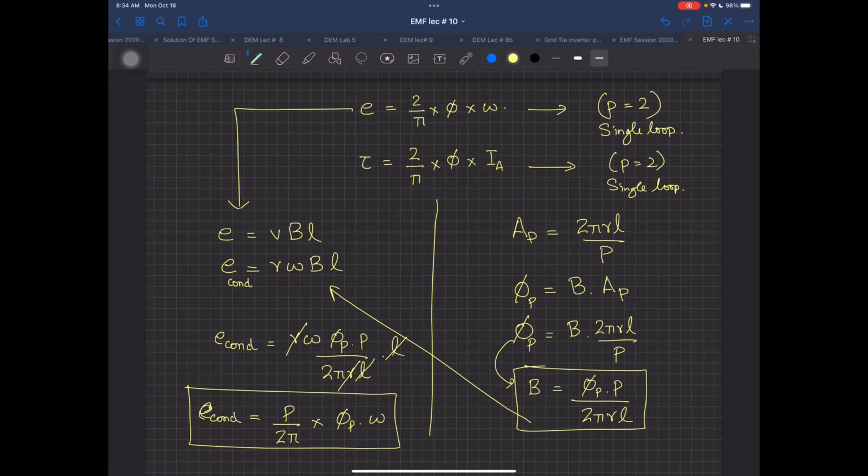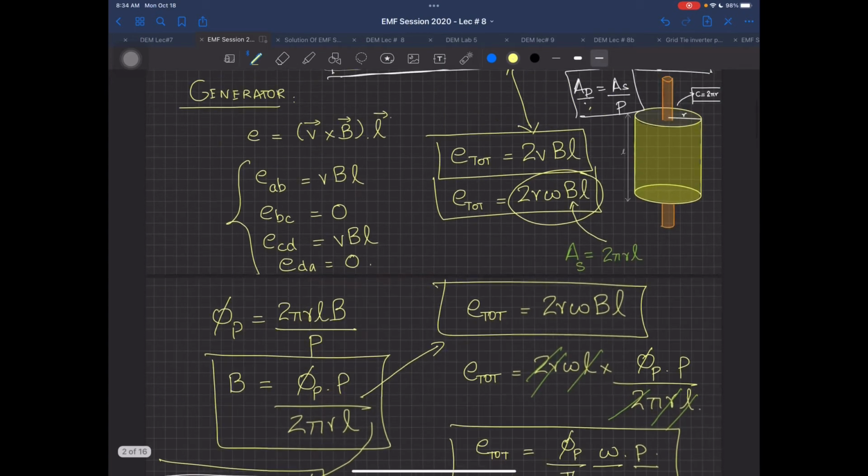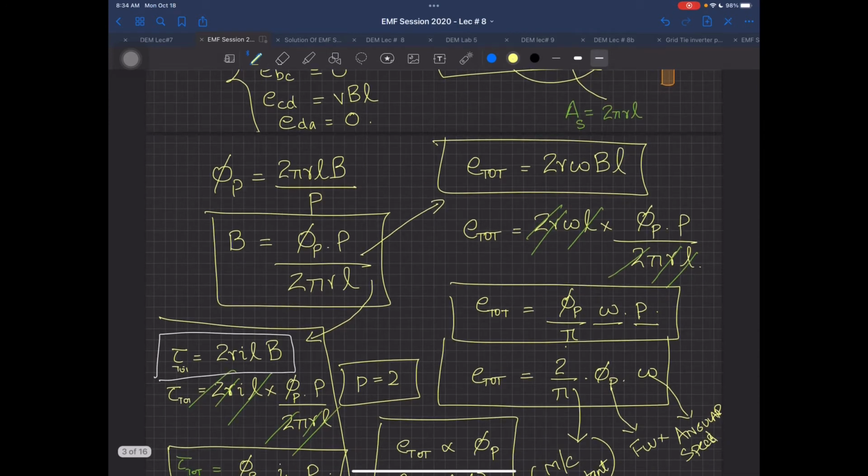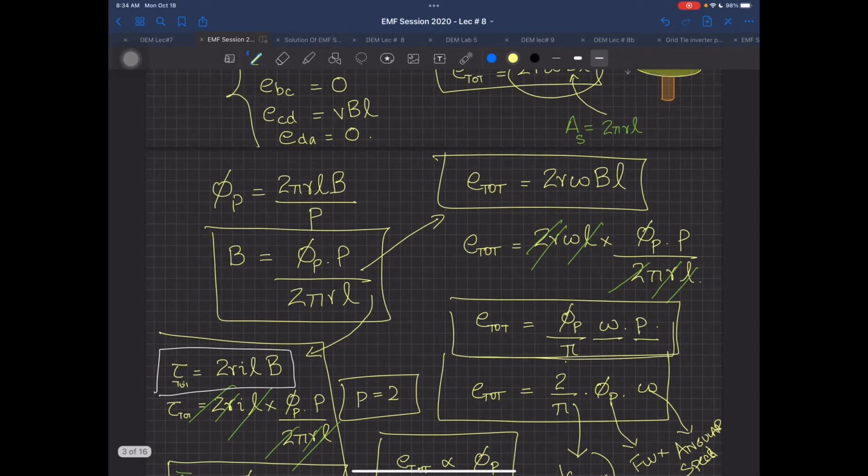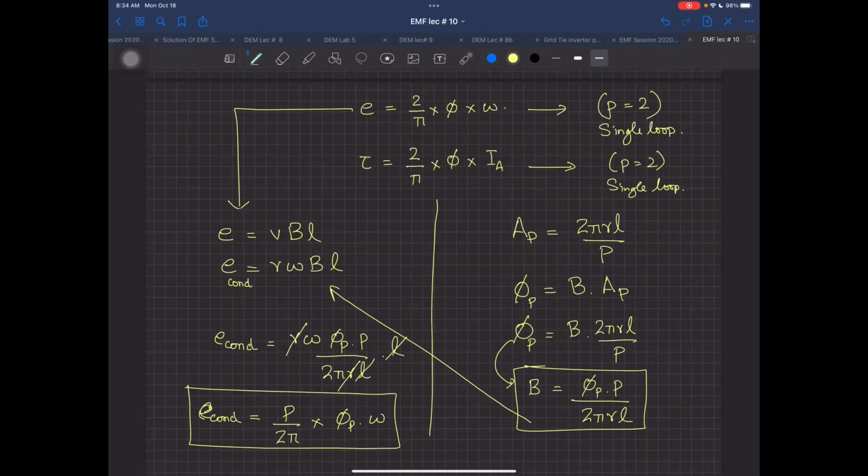Will someone tell me, is there any difference over here? If you remember the formula, E total was equal to phi p into omega, p divided by pi into omega. But in this relation, I have p over 2 pi. Will someone tell me why this is? There is a difference over here. Again, conductor.